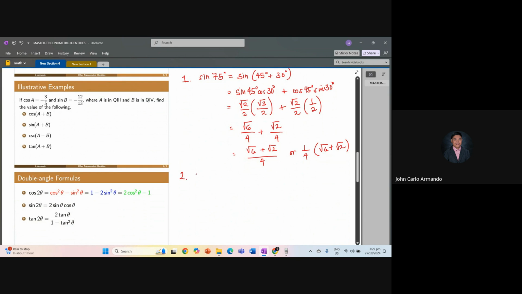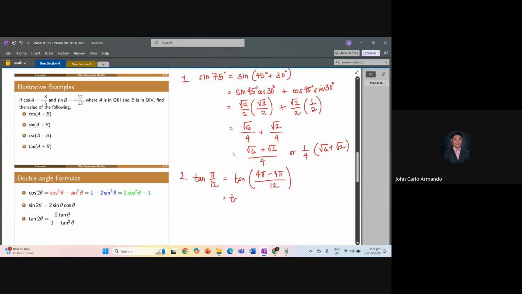How about tangent pi over 12? What will you do to find the exact value of tangent pi over 12? Others say that we just have to convert this to degrees so that we can solve it easily. But we know that tangent pi over 12 is simply tangent of 4 pi minus 3 pi over 12, because 4 pi minus 3 pi is 12.